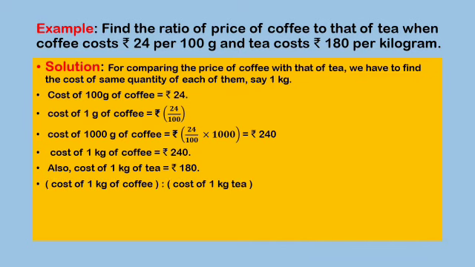Now, the ratio of cost of 1 kg of coffee to cost of 1 kg of tea equals rupees 240 is to rupees 180, which equals 240 divided by 180, and its simplest form is 4 is to 3. So hence the ratio of price of coffee to that of tea equals 4 is to 3.